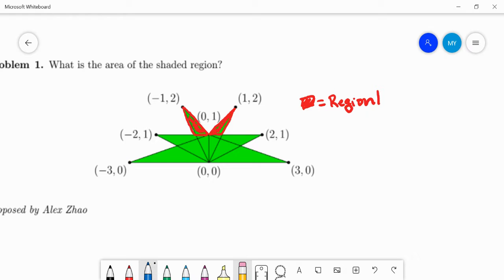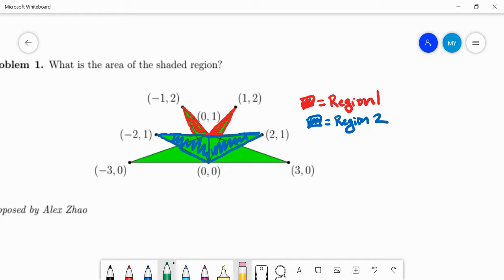If we switch to another color, we can see that we can also split the area into these regions. These 2 triangles, let's say they form another region. So let's call this one region 2. And well, now the last one is clear.